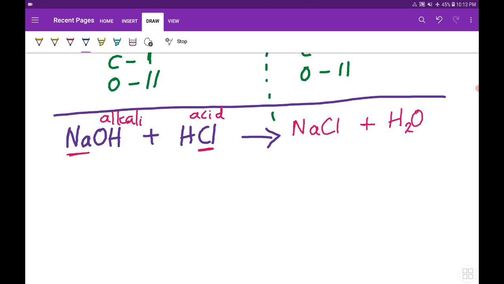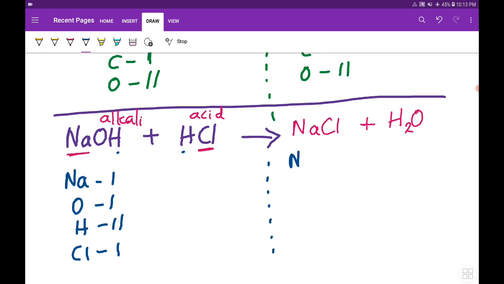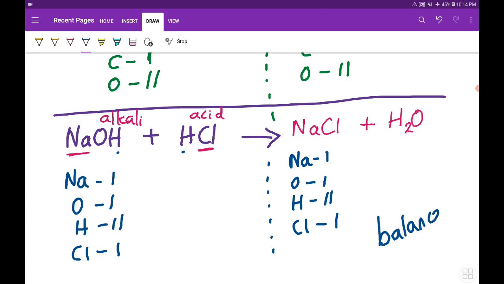I will take sodium: only 1 on this side. Oxygen 1, and hydrogen on this side there's 1 and this side there's 1, so there are 2 altogether. Chlorine, there's 1. Let me look at the other side also. Sodium, there is 1 only on this side. Oxygen 1, hydrogen 2, chlorine 1. So you can see both sides are balanced. So this equation is also balanced.